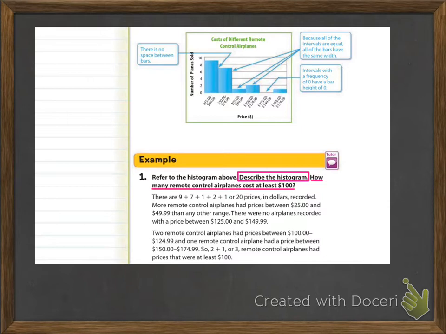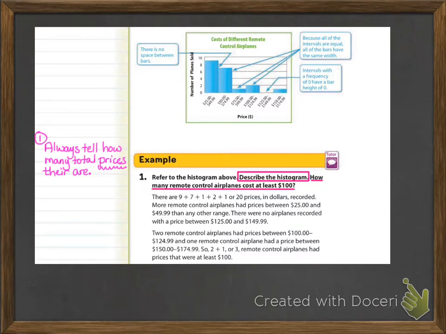Now, this is one thing that I know is difficult for you guys to know, like exactly what to talk about. So first things first, tell me how many or how much data you have total. In this case, how many different prices of remote controls do you have? So always tell how many prices there are. Now I put a little squiggly underneath the word prices because this one happens to talk about prices, but in future histograms, they might not be talking about prices, okay?